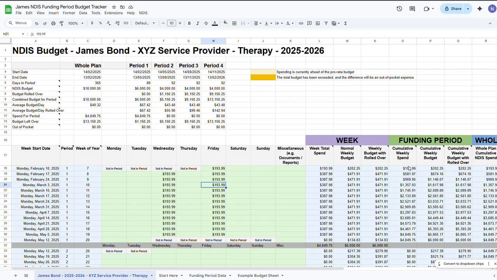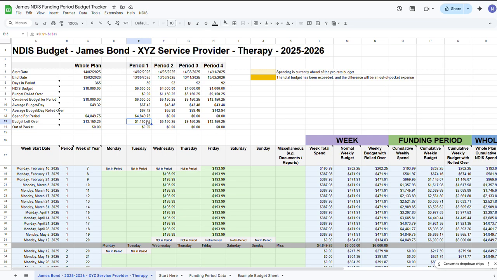And if I have a look at my cumulative weekly spend, you'll see that at the very end of the funding period, I've spent $4,849.75. So that is under my budget of $6,000. So if I go to the header in period 1, my budget was $6,000. I've spent the $4,849.75, and I've got left over $1,150.25. Now let's assume that that's all I'm spending for period 1.